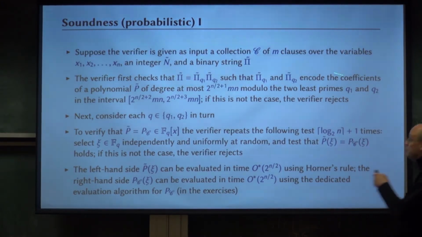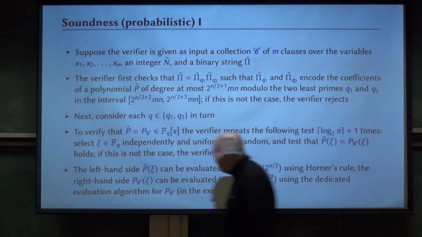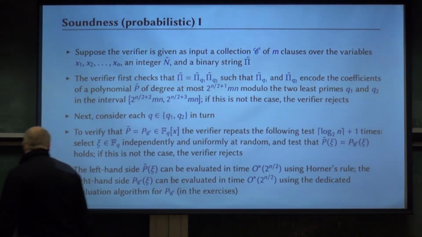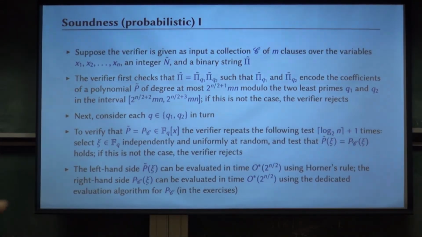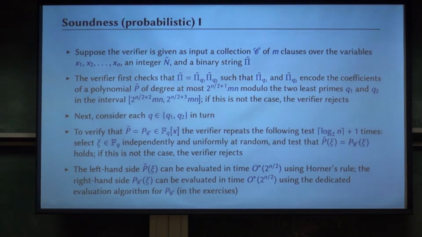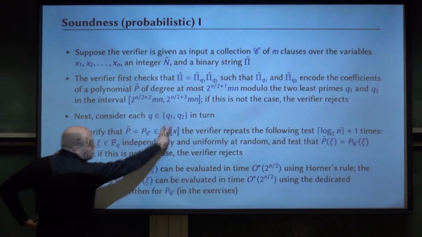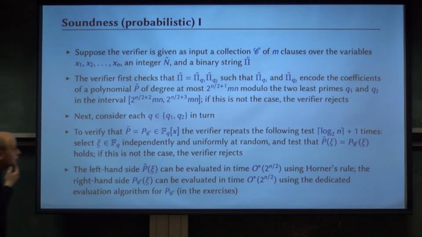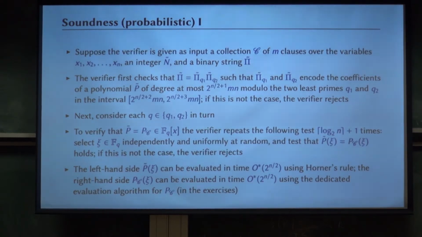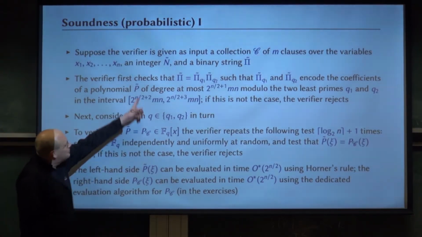So these are just straightforward bit encoding checks that the input is correctly formatted. We can of course also verify, if we want, that the primes are actually the two least primes in the interval, again because of the time complexity that we have, order 2 to the n over 2. The primes are exactly so large that we can even check them if we want. But now the hard part is what comes next.